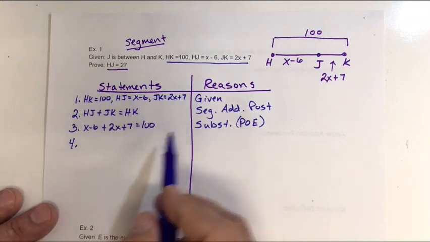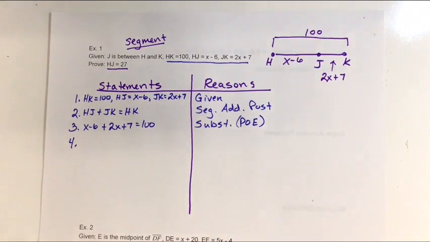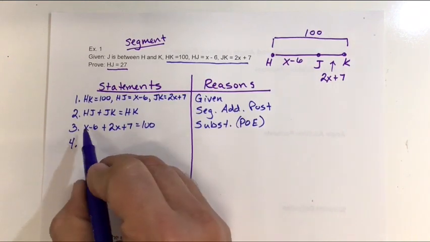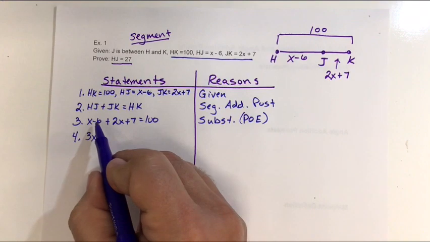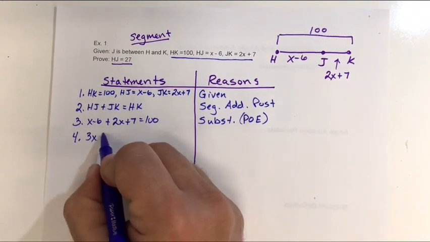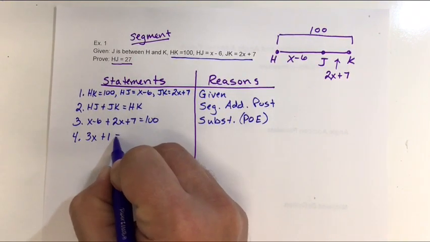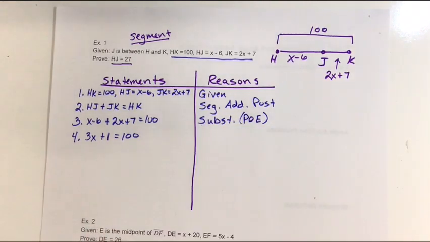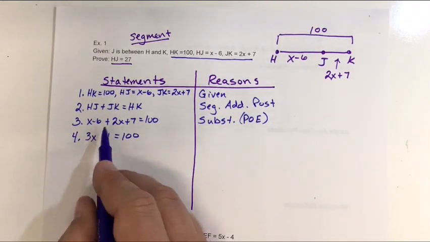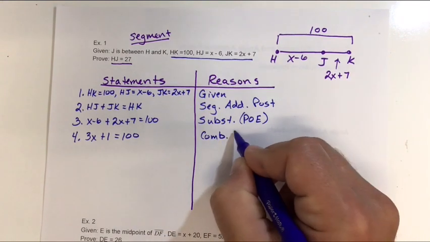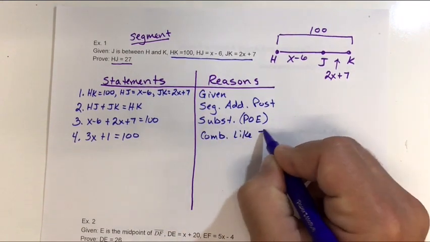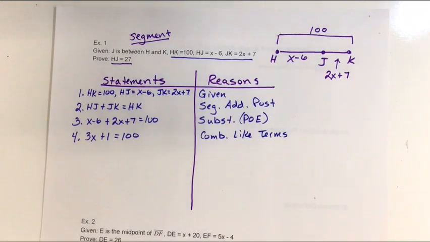And now I can start to solve my equation just like we did in the last lesson, in lesson 9. First thing we want to do is combine our like terms. x plus 2x is 3x. Negative 6 plus 7 is 1, so that's a positive 1. And that equals 100. And all we did here was combine like terms. You can write combine like terms, or you can write the word simplify.